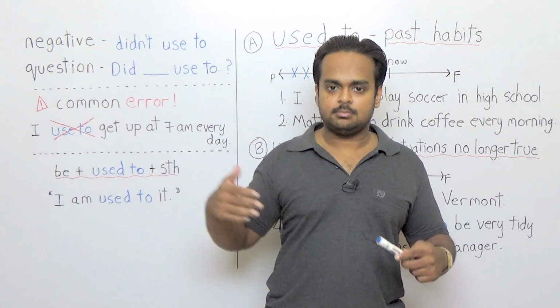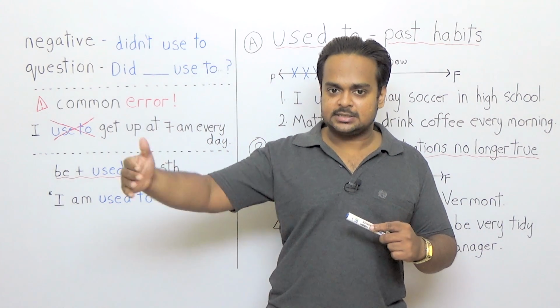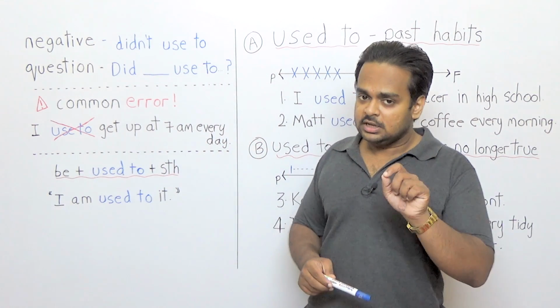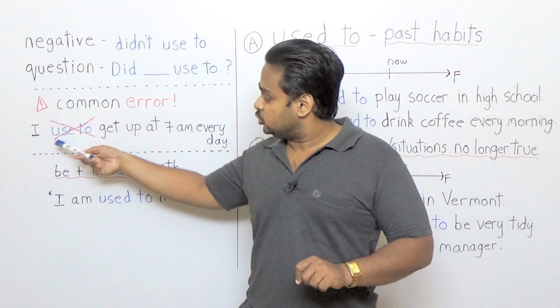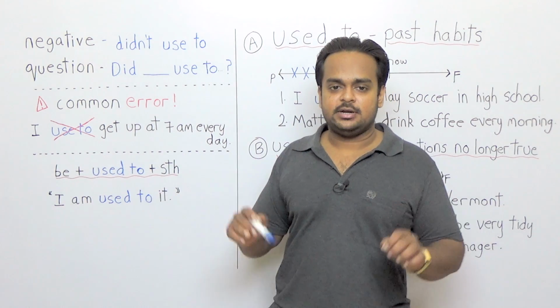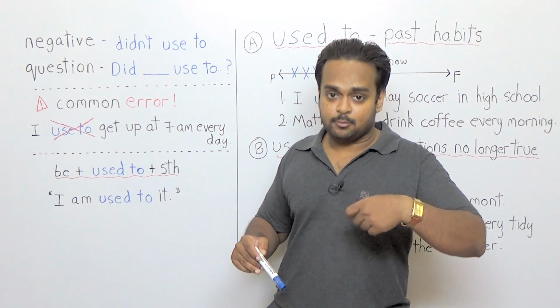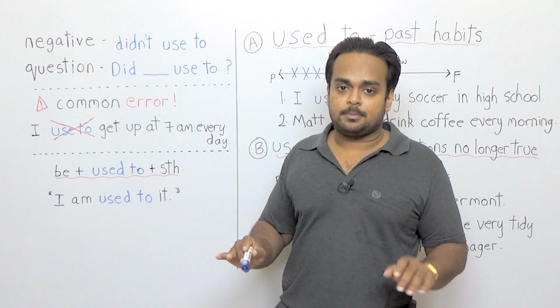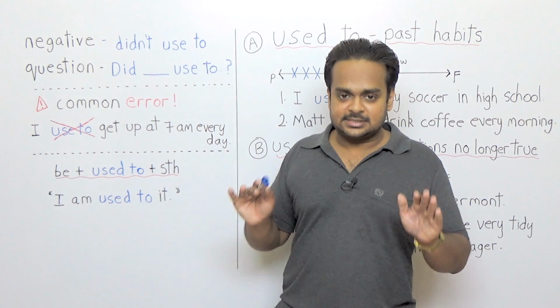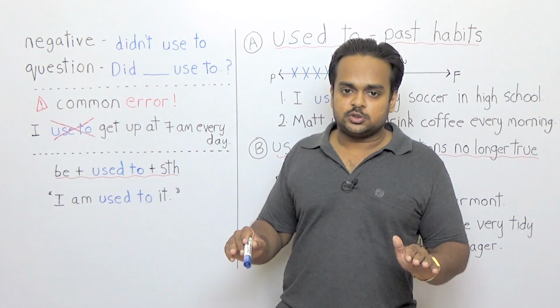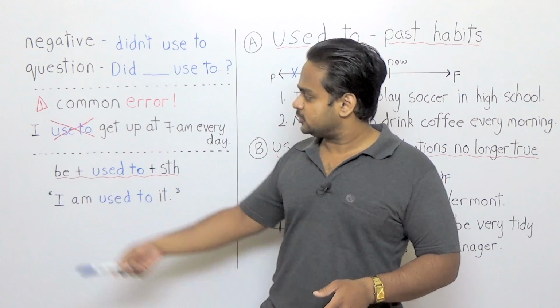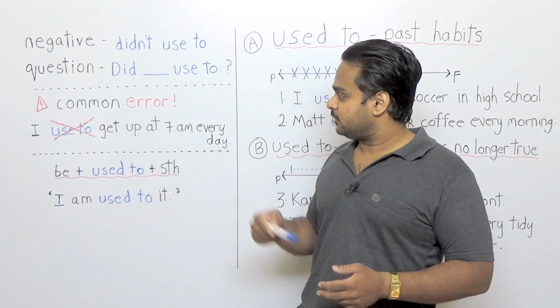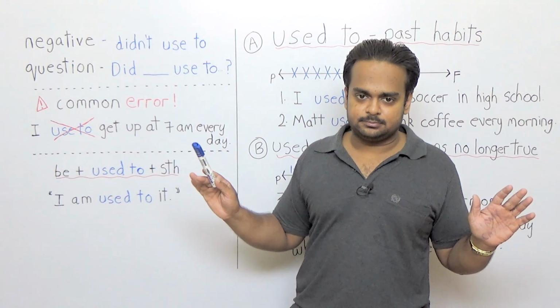I turn off the alarm and I get up. So it is a present habit for me. Some students say, I used to get up at 7 a.m. every day. And they're talking about their present routine. That is wrong. If you want to talk about a present habit or routine, simply use the present simple tense. You can just say, I get up at 7 a.m. every day. It's very simple, okay?